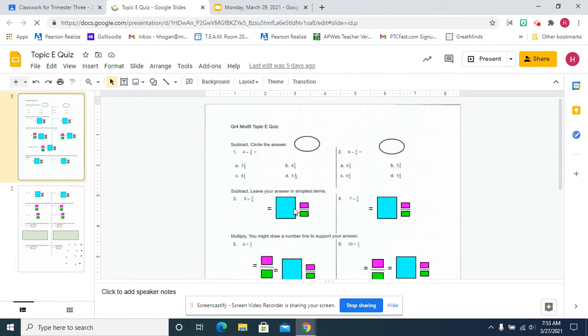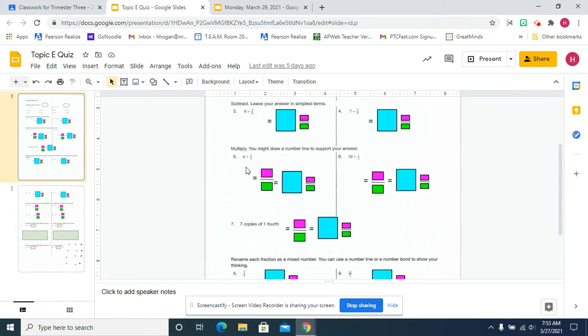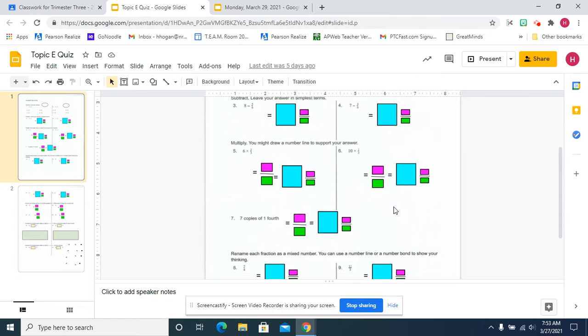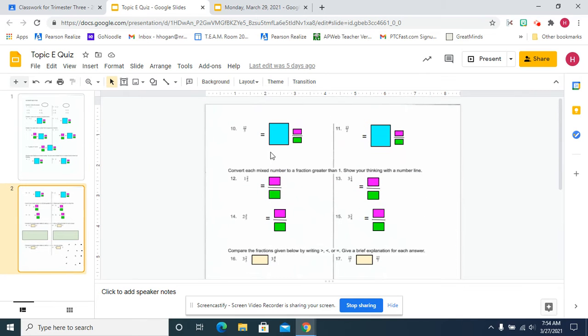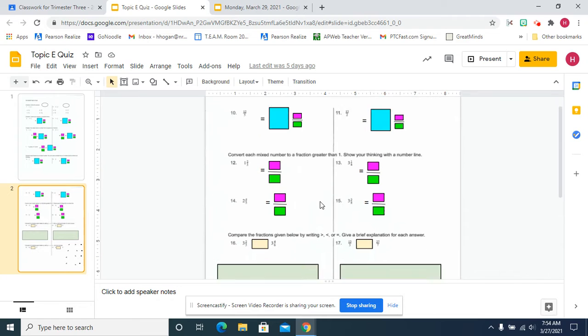So you're going to subtract from a whole number minus a fraction. You're going to multiply a whole number times a fraction. And you're going to rename a fraction greater than 1 to a mixed number. And then convert a mixed number to a fraction greater than 1.